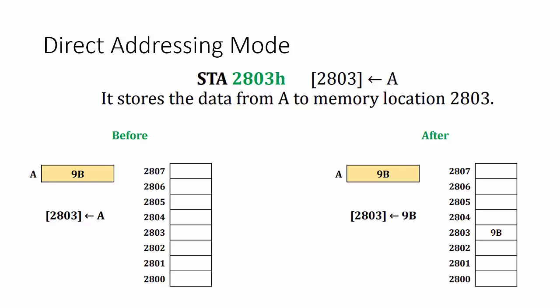So we can see in the main memory block, address number 2803. Here 9B is stored in this location. In the before part of the execution, all memory locations have nothing. It means memory is empty, but after the execution of the instruction we can see that 2803 has the value 9B, which was part of the accumulator register.